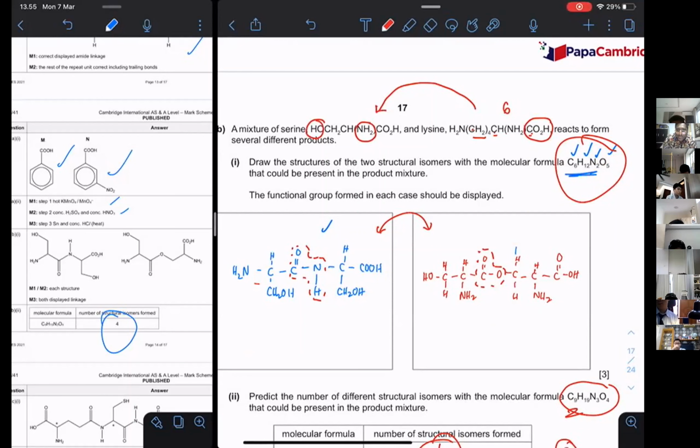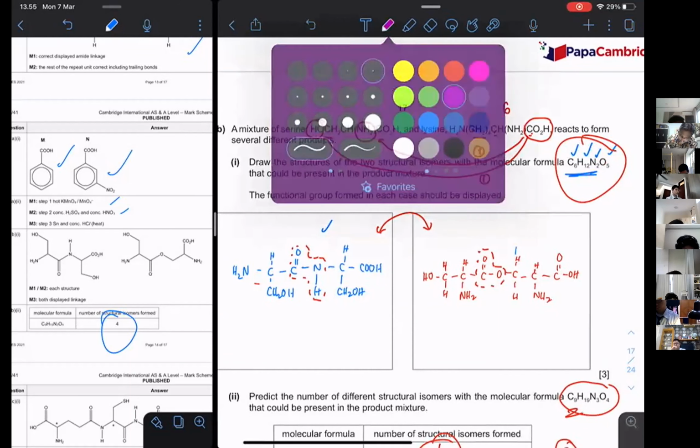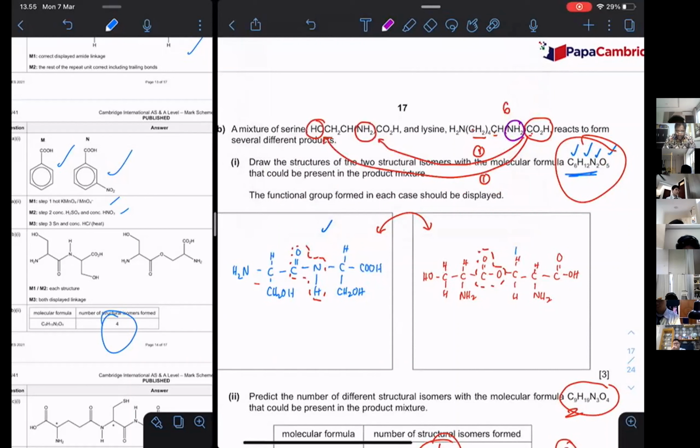Are you still with me, Frederick? Yeah. This one reacts, you get 1. You react with this, you get 1. So already 2. And then you look at this NH2. When this NH2 reacts with this, you get another one. And when this NH2 reacts with this COOH, you get another one.